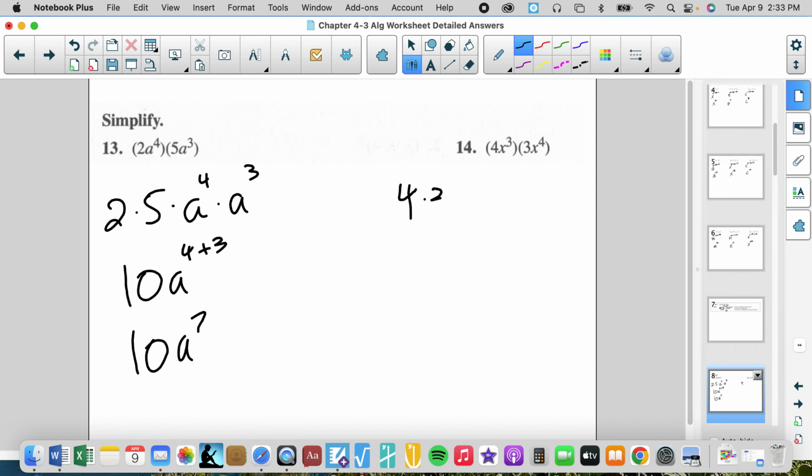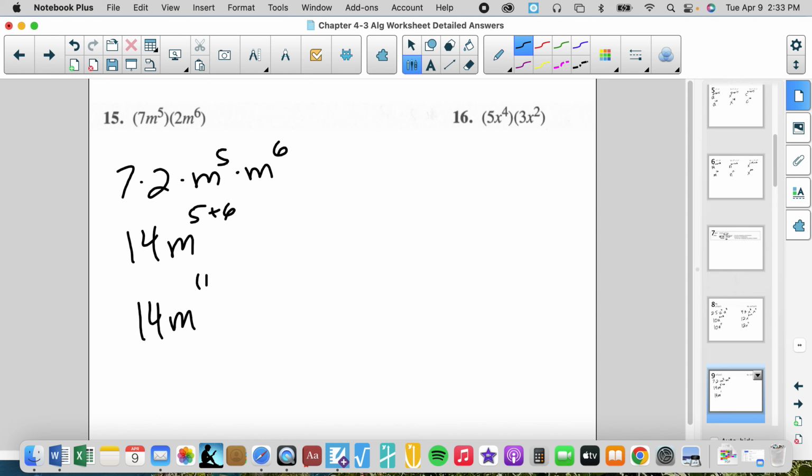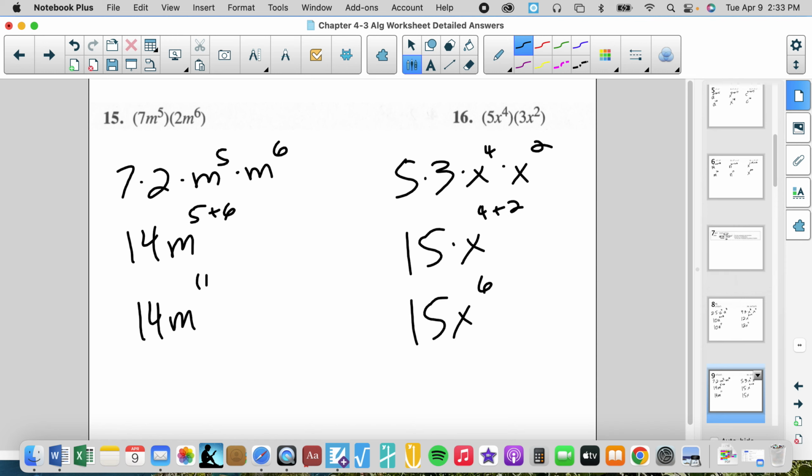We have 4 times 3 times x to the 3rd times x to the 4th, which is 12x to the 3 plus 4, which is 12x to the 7th. 7 times 2 times m to the 5th times m to the 6th, which is 14m to the 5 plus 6, or 14m to the 11th. 5 times 3 times x to the 4th times x to the 2nd, 15 times x to the 4 plus 2, which is 15x to the 6th.